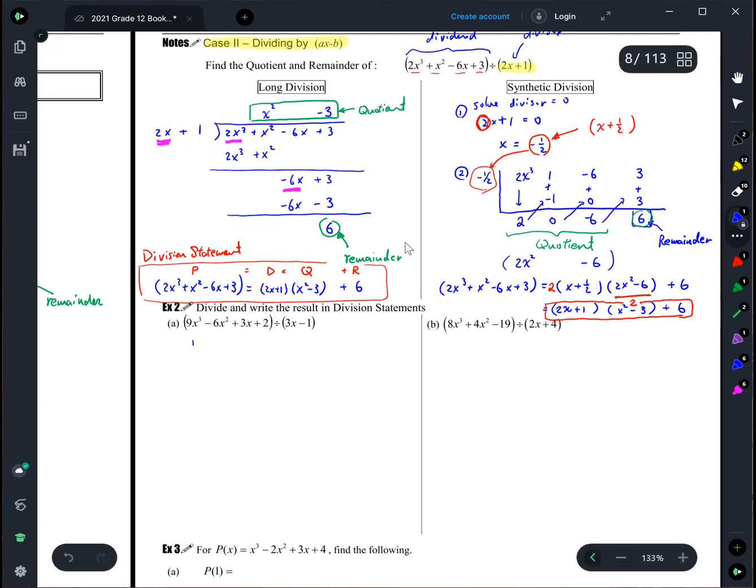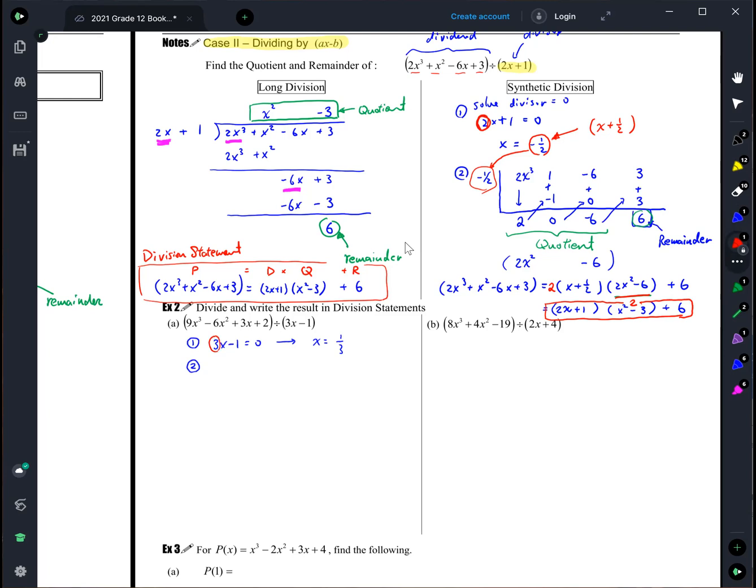So step 1, we take the divisor equal to 0 and solve for x, okay? So Evan, can you tell us what does that equal when you solve for x from 3x plus 1? Minus 1 over 3. Yeah, minus 1 over 3, okay? So because at the front, there's a 3. So remember at the end, after you do the synthetic division, your quotient, you need to divide it by 3.